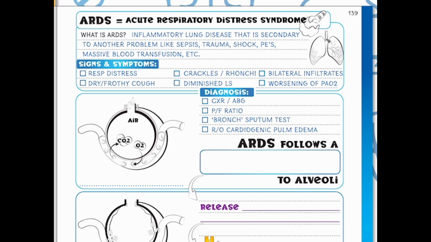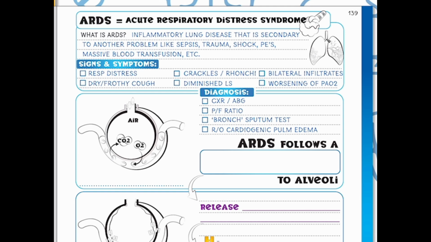And we also want to rule out cardiogenic pulmonary edema, and this is a big one because ARDS is from an indirect lung injury. So this means something else is bringing on this acute respiratory distress syndrome. And so this is backing up fluid in the lungs, it's causing our capillaries to leak, and it's doing a whole inflammatory cascade of events.